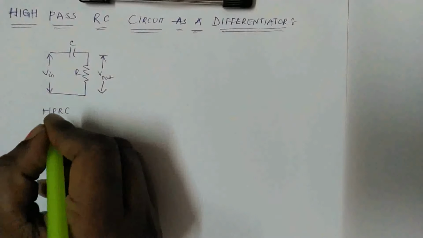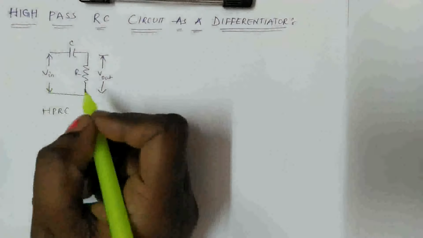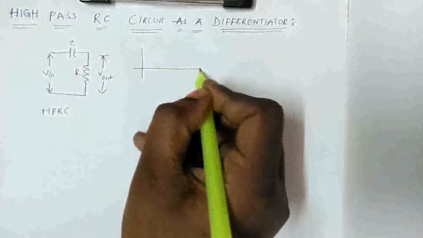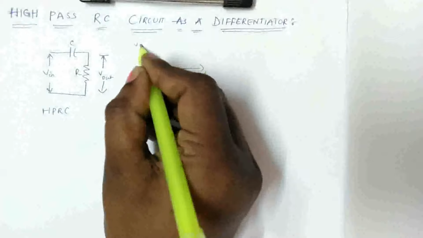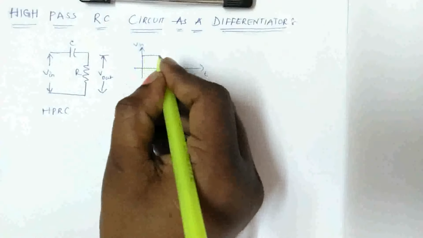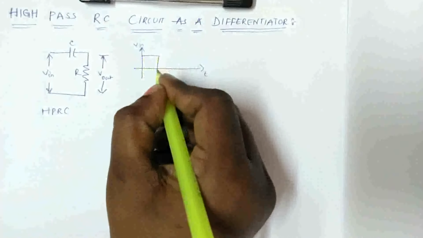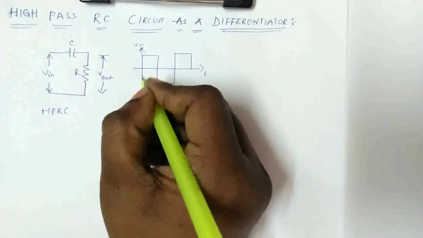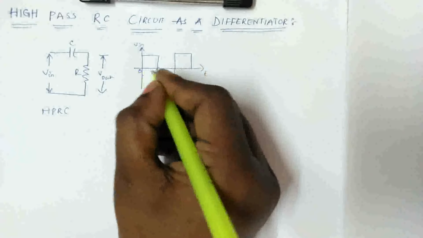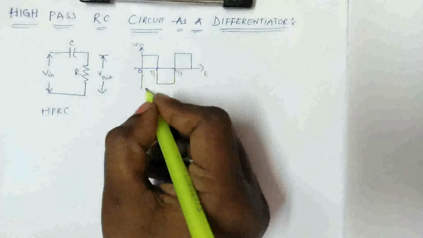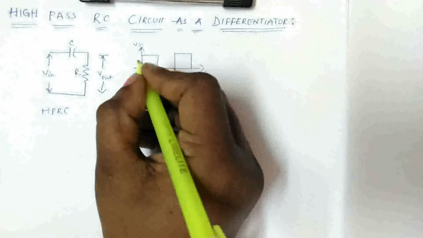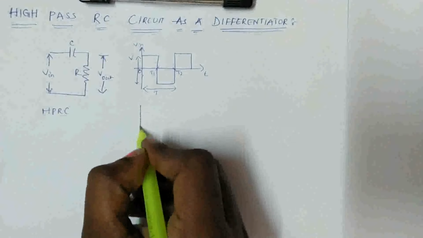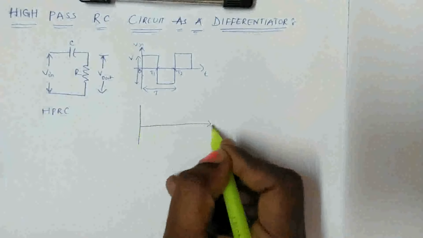For this HPRC circuit, if you give a pulse input or a square wave input, the output will be like this. See here. This is the input signal I am giving. You can give anything, a pulse or a square wave. Here I am giving a square wave. 0, T1, T2. This is the total time period T. This is the peak to peak amplitude of V volts. Okay, then the output waveform will look like this.